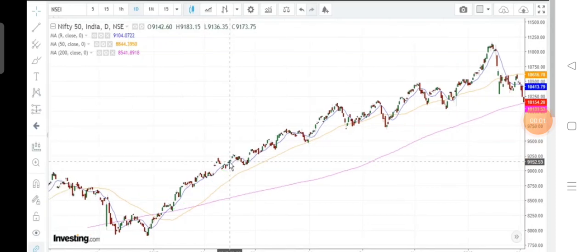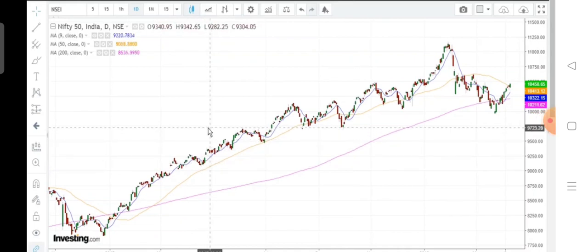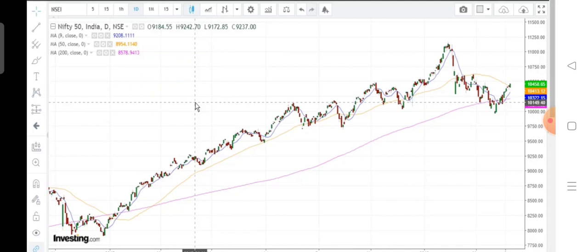Another way to use the moving averages. Now let us understand the last way, or the fourth important way we want to discuss the usage of a moving average. That is moving average crossover. Now, as we said, the shorter term moving averages are relatively more sensitive compared to the longer term moving averages.